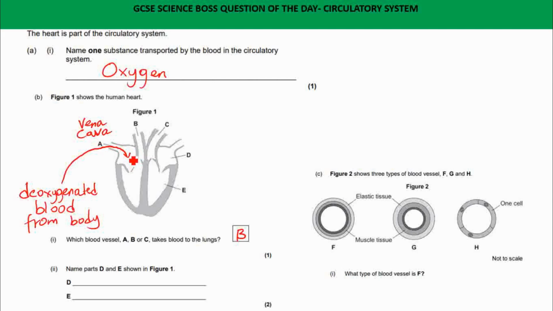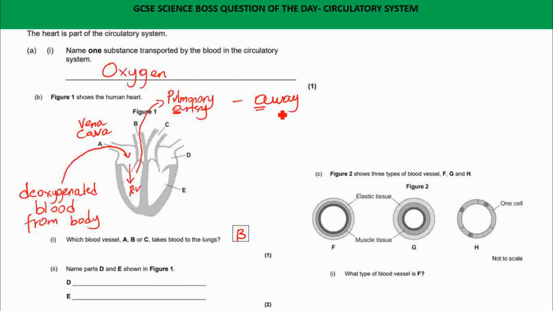So it then goes to the right atrium, travels down past the valve here, and then goes to the right ventricle. We can put RV there. And then the right ventricle is going to pump that blood out of the heart. This is done via the pulmonary artery. Now, the pulmonary artery is the only artery in the body which carries deoxygenated blood. So that's a fact. Remember, use the A to remember that arteries carry blood away from the heart.